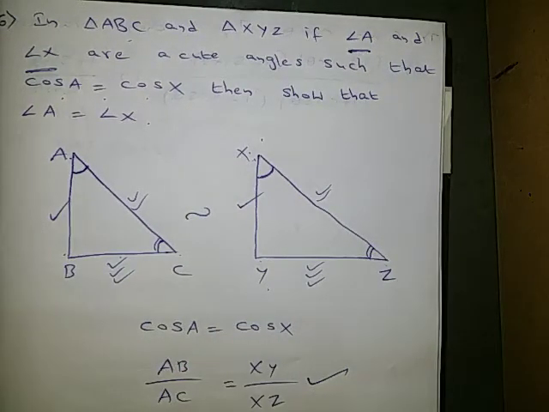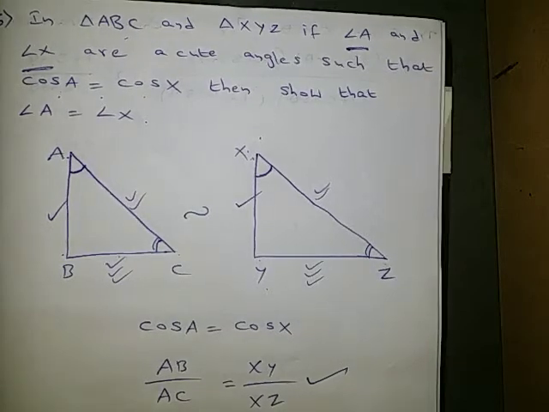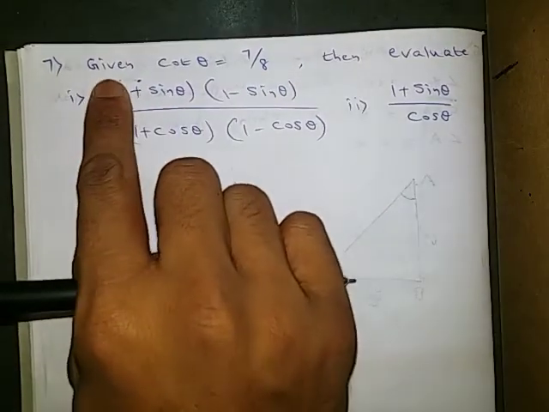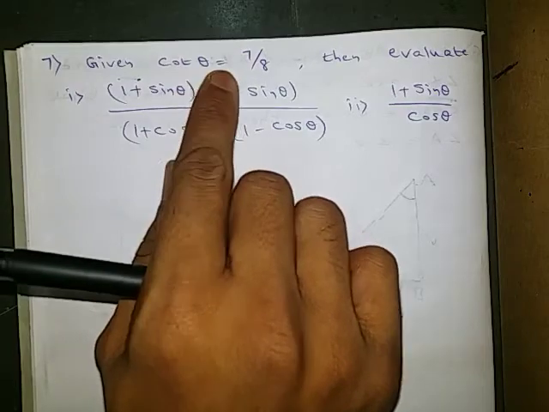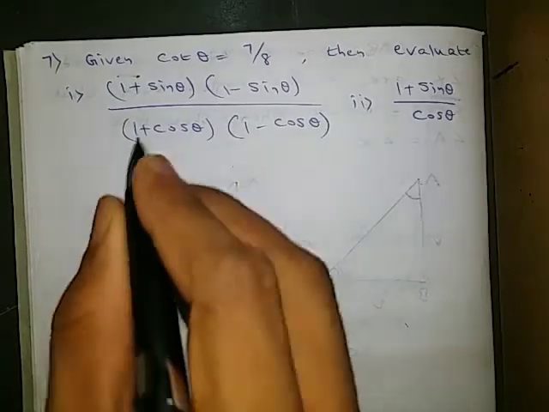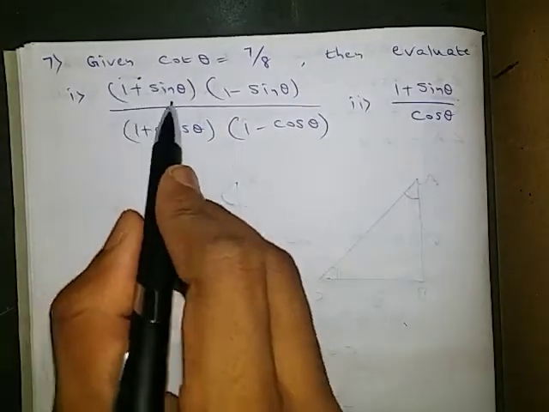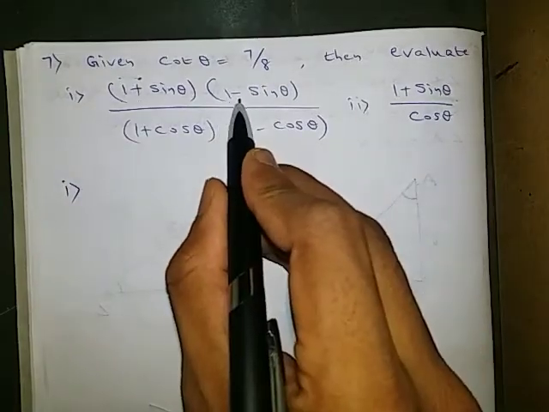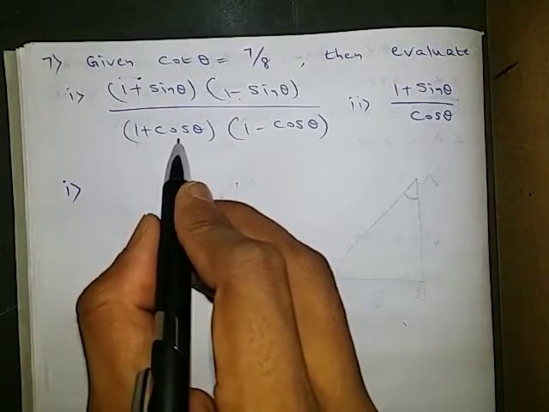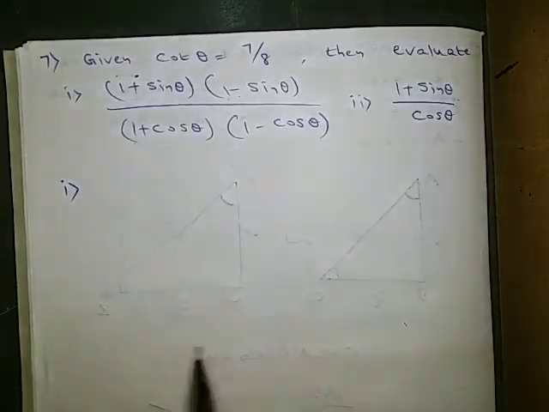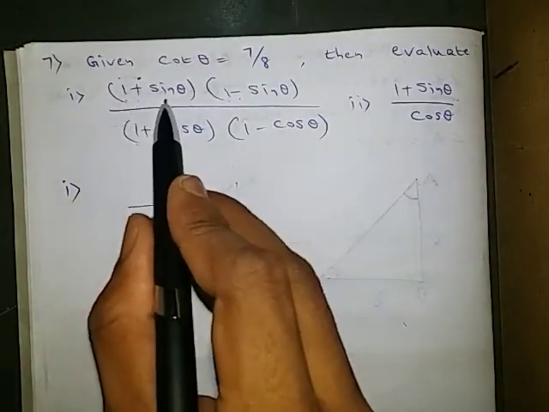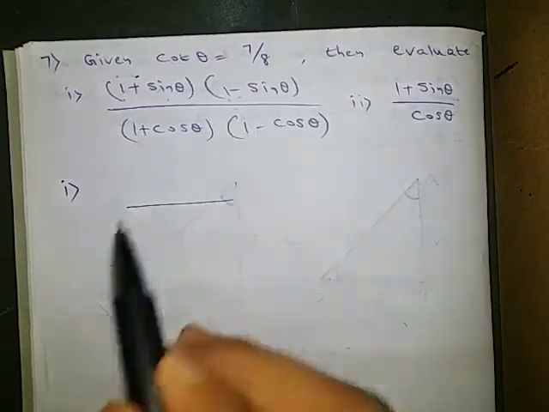Okay, let's move to the next question. If you look at the next question, it says: given cot theta is equal to 7 by 8, find the following. The first question is (1 plus sin theta) into (1 minus sin theta), whole divided by (1 plus cos theta) into (1 minus cos theta). Now if we observe the numerator, 1 plus sin theta into 1 minus sin theta.